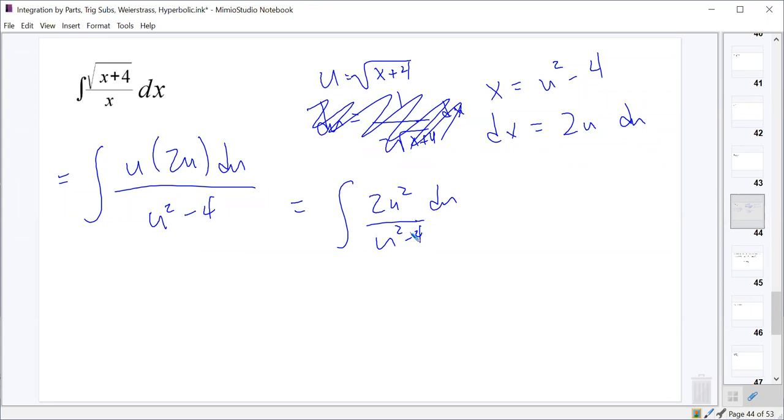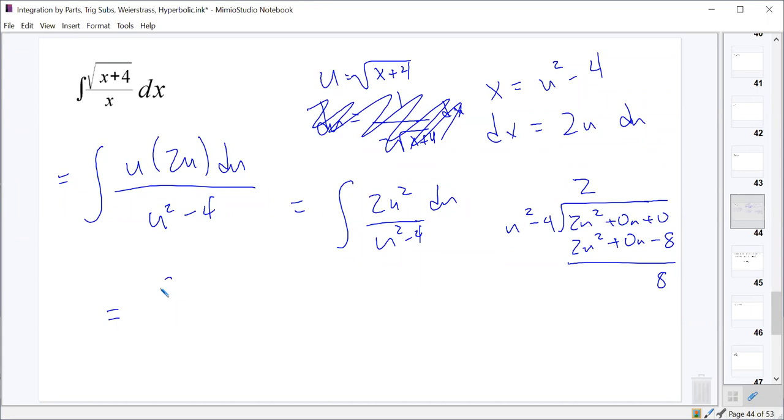First, we look for a simple u sub or a special case, and then we look at the degree of the numerator and denominator. And since they happen to be the same, we should do long division. u squared minus 4 into 2u squared plus 0u plus 0 ought to give us a 2 here, and a 2u squared, and a 0u, and a minus 8. And when we subtract that, it ought to give us a positive 8. So this should now become an integral of 2 plus 8 over u squared minus 4, not plus 4.